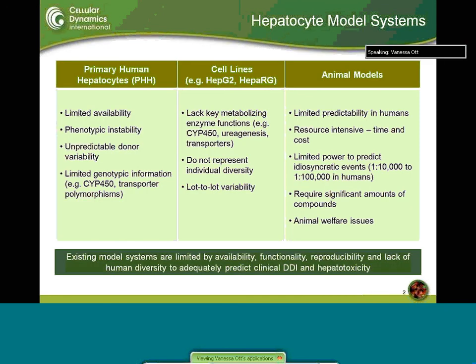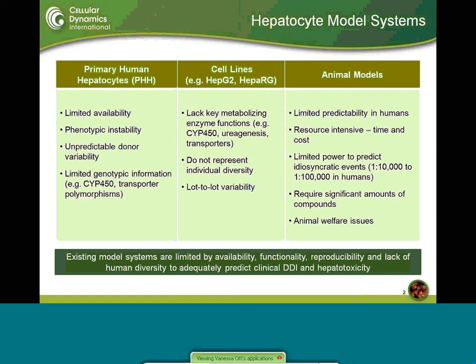So shown on this slide is an overview of current hepatocyte model systems that are in use today. The gold standard is primary human hepatocytes, which are available as either fresh or cryopreserved cells. These have a number of limitations, including availability, phenotypic instability once the cells are placed in culture, and importantly, unpredictable donor variability. In addition, there's really limited genotypic information for these cells.